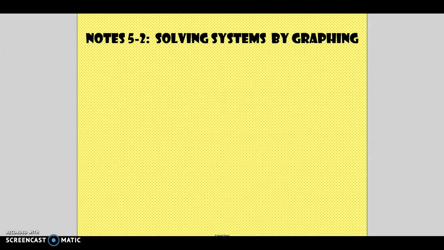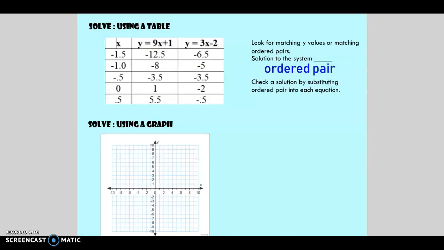Today's method is on graphing, so we can either look at the table of the graph or the actual graph of the system and then find a solution. So our first example gives us a table for two different functions. The first function is y equals 9x plus 1, and the second one is y equals 3x minus 2. Notice that the x column is the same, meaning this is where the x value is, and this is the y value for 9x plus 1. At negative 1.5 for x, then negative 6.5 is where the function 3x minus 2 is.